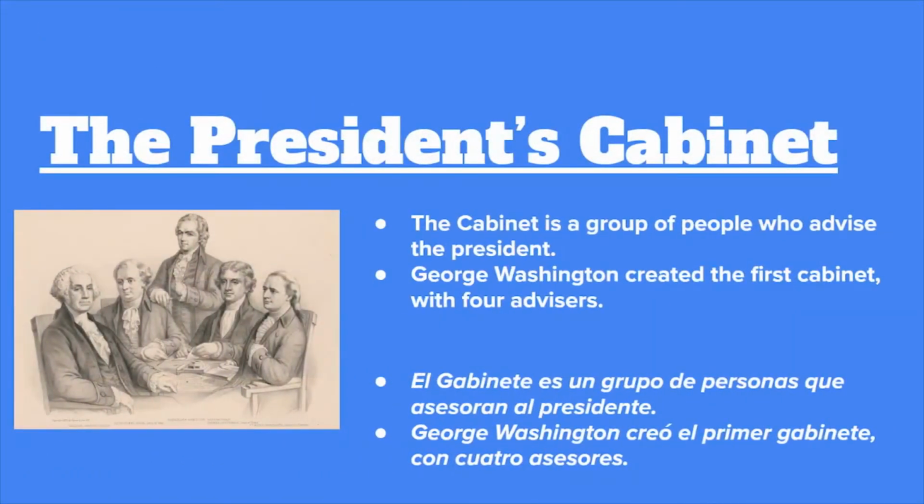The President's Cabinet. The cabinet is a group of people who advise the president. George Washington created the first cabinet with 4 advisors. El gabinete es un grupo de personas que asesoran al presidente. George Washington creó el primer gabinete con 4 asesores.